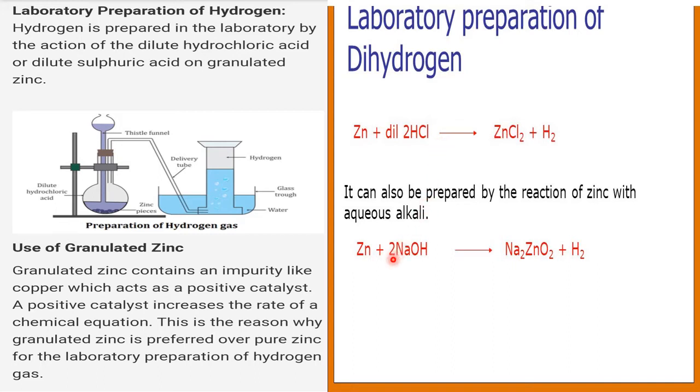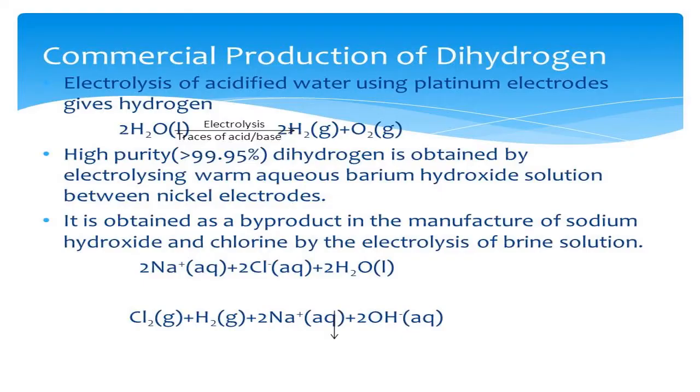You can prepare hydrogen even by using a strong alkali. Same reaction: salt plus hydrogen. Here also, sodium zincate, salt plus hydrogen. So hydrogen gas comes out, which you can collect in the gas jar and use for different purposes. Now, the commercial way: how it is prepared in industry.